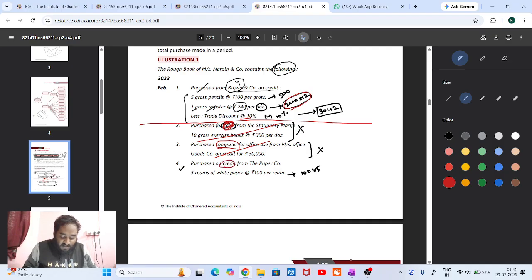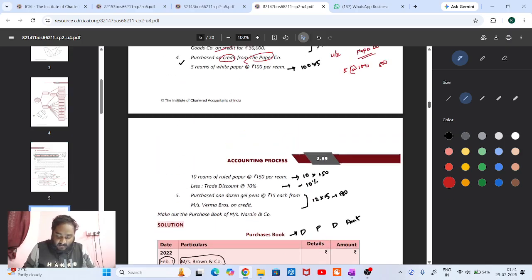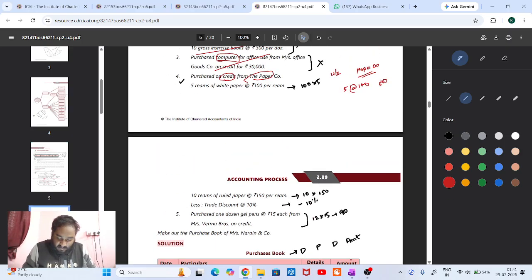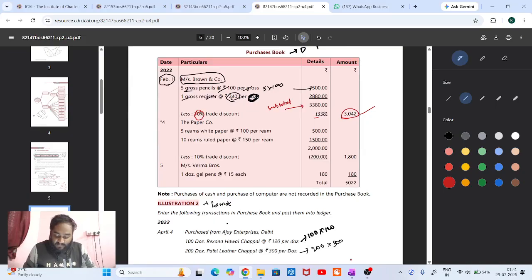Purchased on credit from the paper company. What should we do? First, write a date. February, right? Second, paper company. Third, five reams of white paper at the rate of 100 per ream, 500. Fourth, 10 reams at the rate of 150, 1500. Total is 2000. Less trade discount at the rate of 10%, 200. The total is 1800. The answer should be 1800, right? Yes.